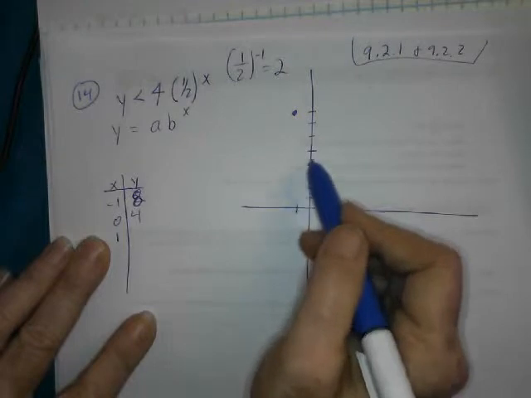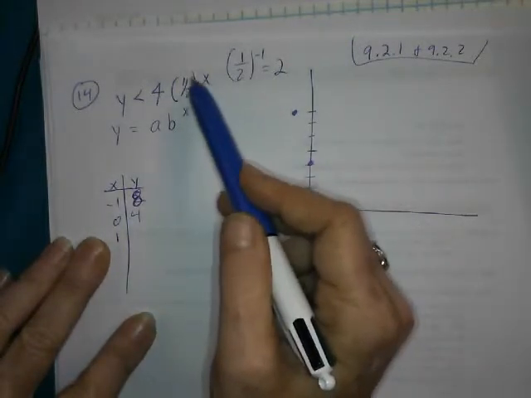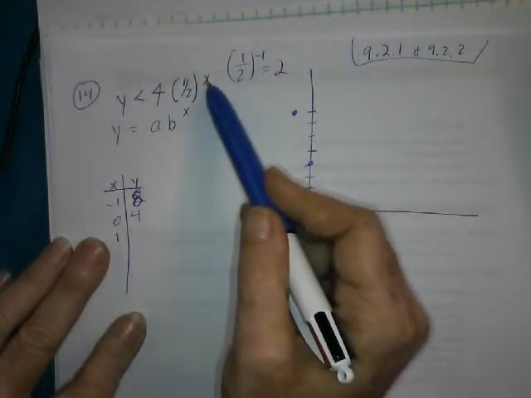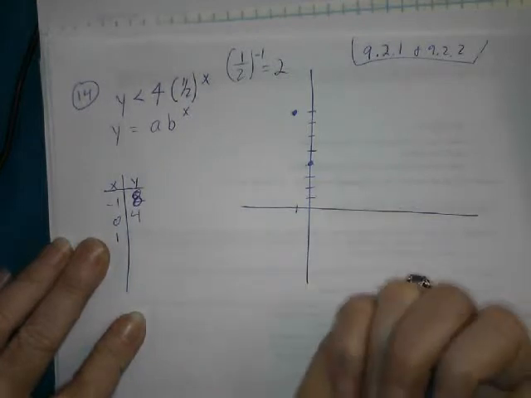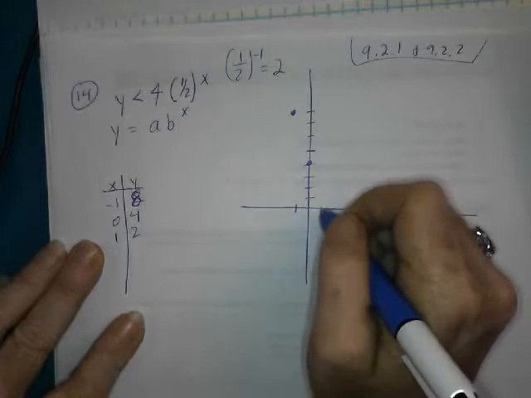Well, we already had that point because we knew that was our starting point. When x is 1, I have 1/2 to the 1. Well, 1/2 to the 1 power is just a half. And a half times 4, 1/2 of 4, that's 2. So I got 1 comma 2.